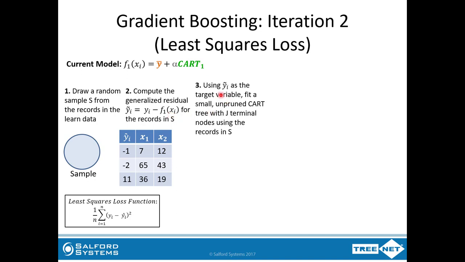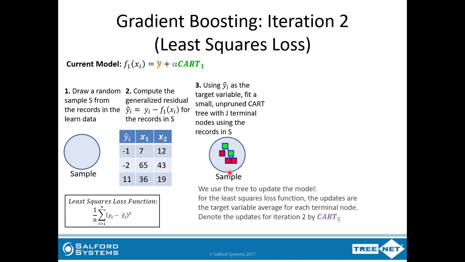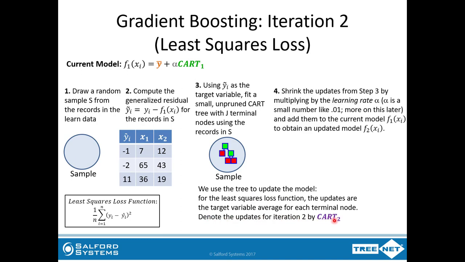Okay, so now we know how to compute the generalized residual. So what we're going to do is we're going to use that generalized residual as our target. And we'll fit a cart tree to that target for the records that we sampled in the first step. So we have our sample, fit your cart tree, and now we're going to use this tree to update the model. And for the least squares loss function, the updates are the target variable average for each terminal node, as we discussed previously in the previous slide.